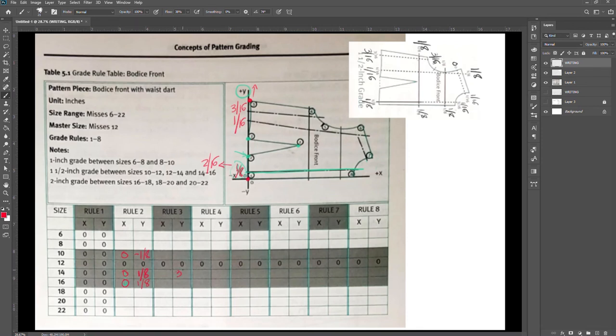So for the larger sizes, it's going to get moved upwards, so those are positive numbers. And for the smaller sizes, it is going to be negative 3/8, because it would be moving downwards or closer to the origin point in order to get smaller. And then the x column is all zeros again. It doesn't move to the left or right at all. The x column defines the left and right.